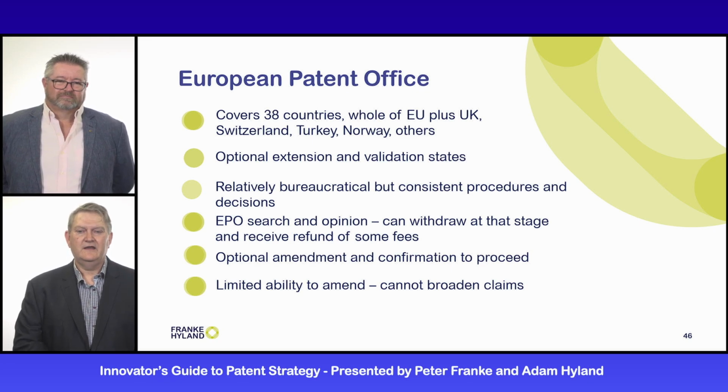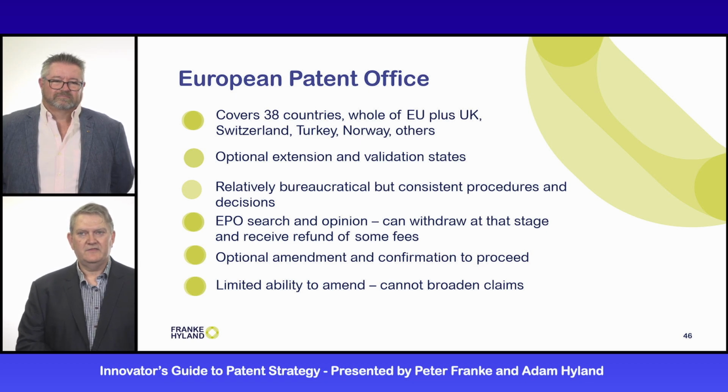So after that opinion, you've got an option to do amendments and you've got to confirm that you want to proceed. A particular feature in Europe is your ability to amend is somewhat constrained. You can't broaden a claim. So, claims are a lot like mathematics. If you say, my invention has A plus B plus C, and that's the broadest claim you have at the PCT stage, and you get to Europe and you actually decide, C is not that important, I want A plus B plus D, you will not be able to sustain that claim. As opposed to Australia or the US, you might be able to get away with that.